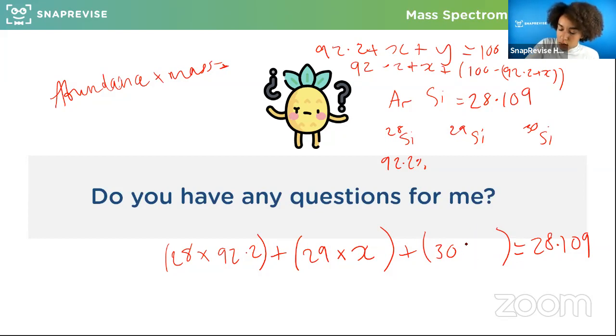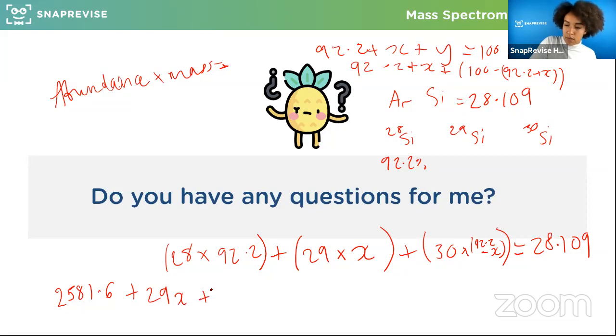So we're going to do 30 times (100 minus 92.2 minus X). Yes, you are beautiful, beautiful people. Obviously, my brain is not that good, so I'm going to be using my phone as a calculator. So I'm going to get rid of lots of our numbers. So if we do the 28 times 92.2, we should have 2581.6. And then we have 29X.